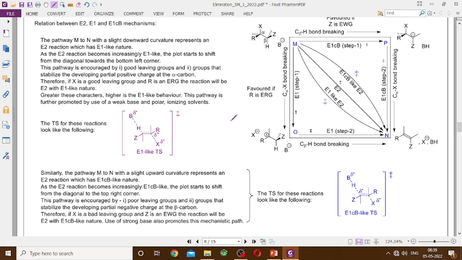The rate equation is like E2, but the reaction has some characters like E1. It's not that it is E1, but the reaction character is like E1. There is a buildup of the positive charge here.